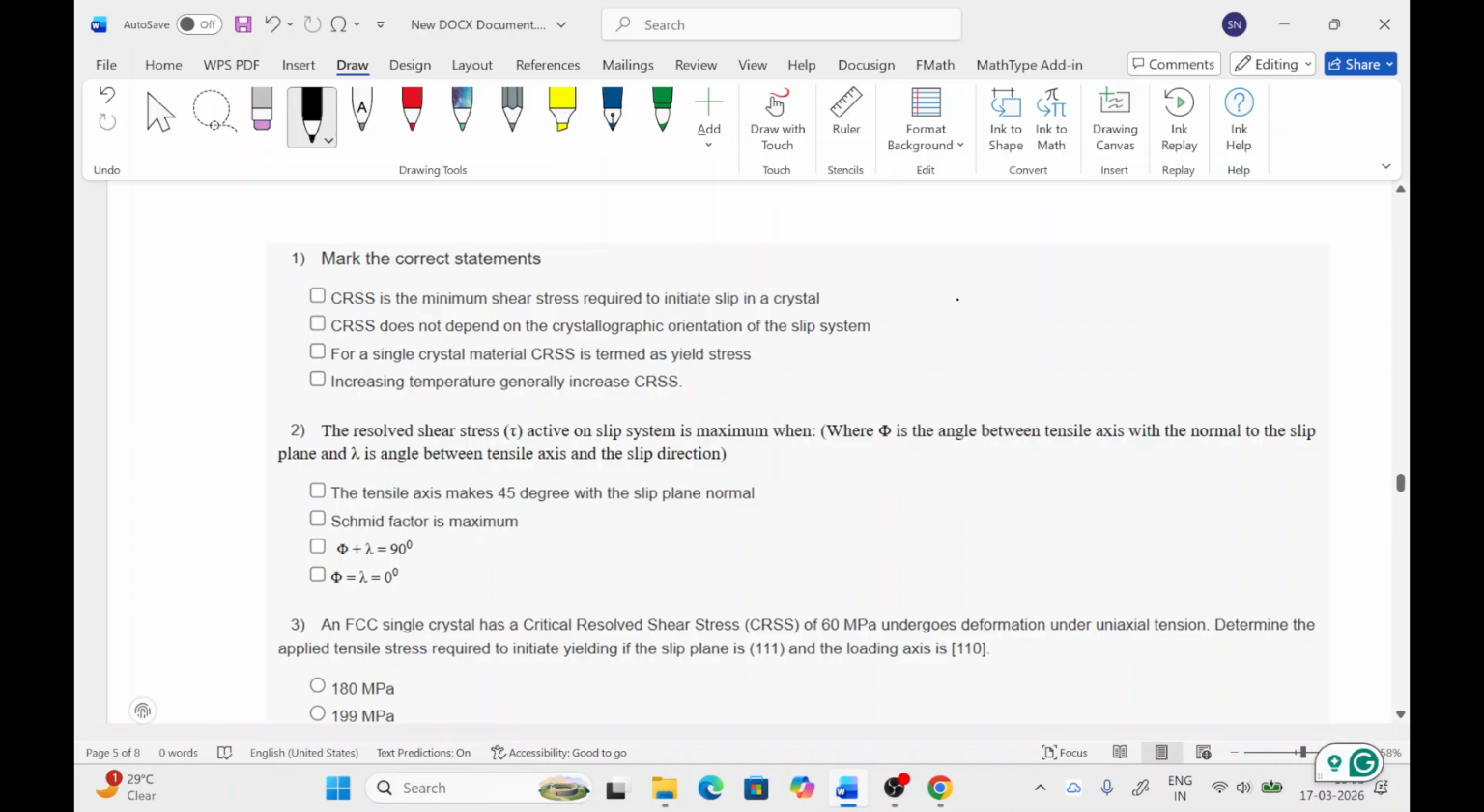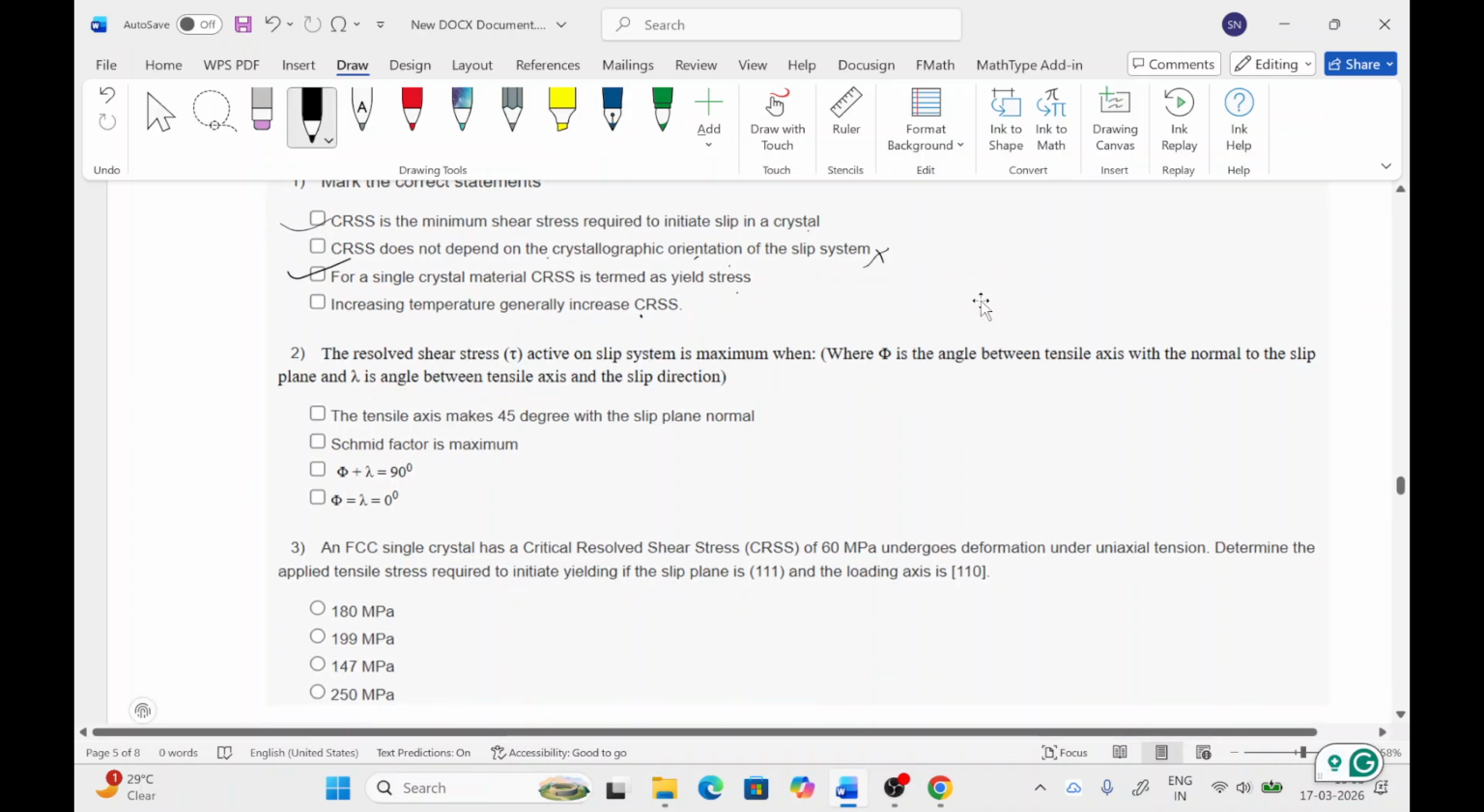In this we have asked to mark the correct statement. CRSS is the minimum shear stress required to initiate slip in a crystal. This is correct. CRSS does not depend on crystallographic orientation. This is wrong. It depends on crystallographic orientation. For a single crystal material, CRSS is termed as yield stress. Yes, this is correct. And increasing temperature generally increases CRSS. No, with increasing temperature, CRSS decreases. So only the A and C options are correct.